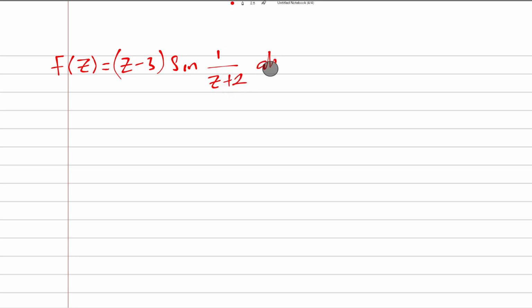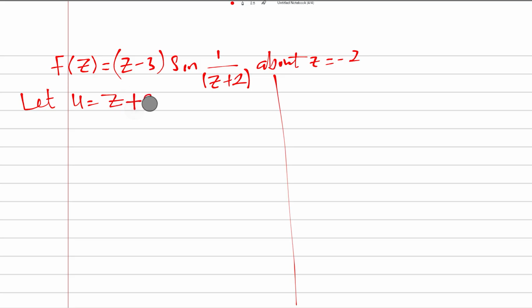About z equal to minus 2, because if you put minus 2 here, your function will become undefined. So the same thing, we are going to pick that denominator and represent it with a letter. You can say, let u be equal to z plus 2.